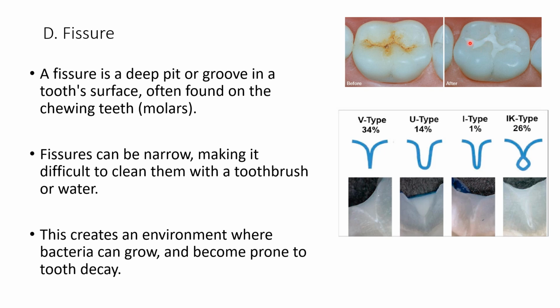So we have sealed these features so that the pit is not exposed as well as the groove is not exposed. If the pit and grooves are not exposed, definitely food lodgement will be less in this area. That is why you can use pit and fissure sealant. Those are known as sealants.